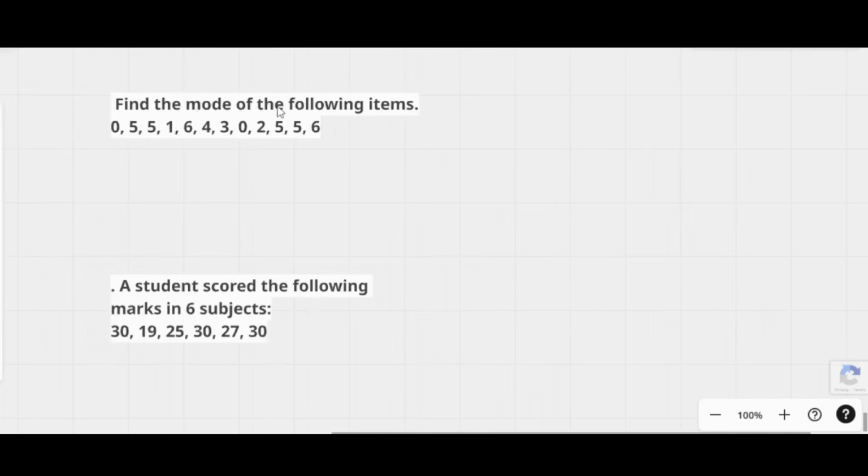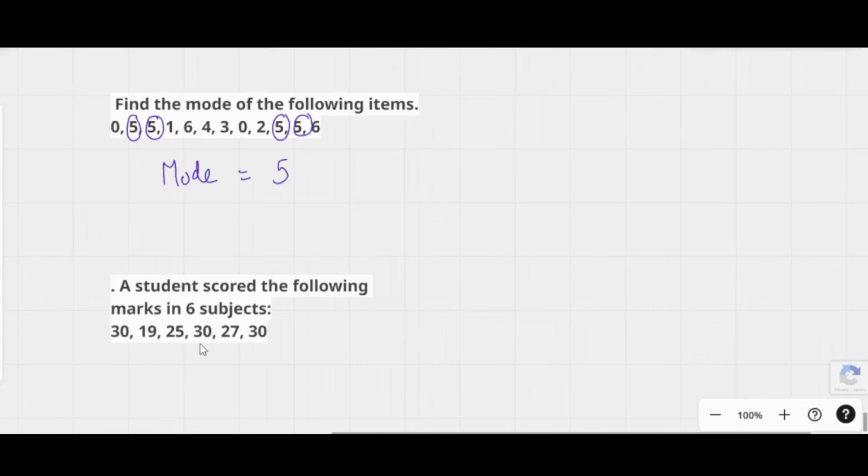Yes, find the mode of the following items. Mode is nothing but the number which is coming the maximum number of times. It will be our mode. So in this question, which number has been repeatedly coming the maximum number of times? That is number 5. See, 1 time, 2 times, 3 times, 4th time. So 5 has come 4 times here. So the mode of this question is number 5.